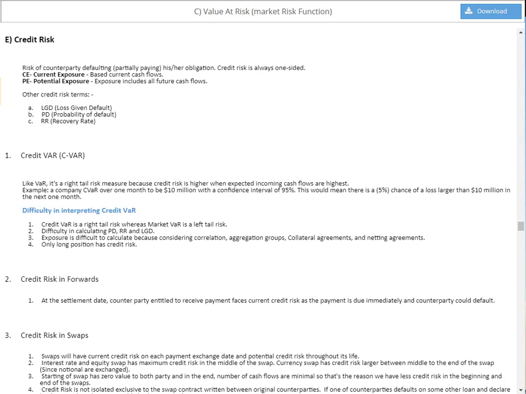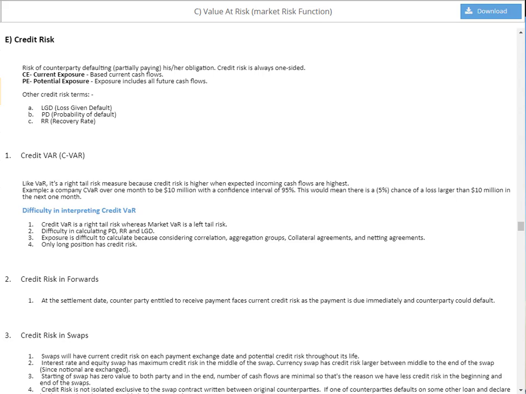Credit risk is the risk of a counterparty defaulting or partially paying its obligation. Credit risk is always one-sided, and the exposure can be further divided into two subcomponents. One is called current exposure, which is based on the current cash flows, and potential exposure, which is based on all future cash flows.